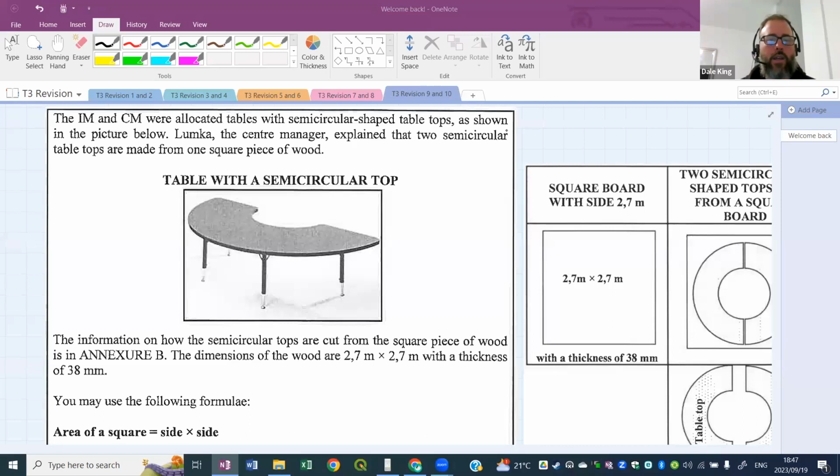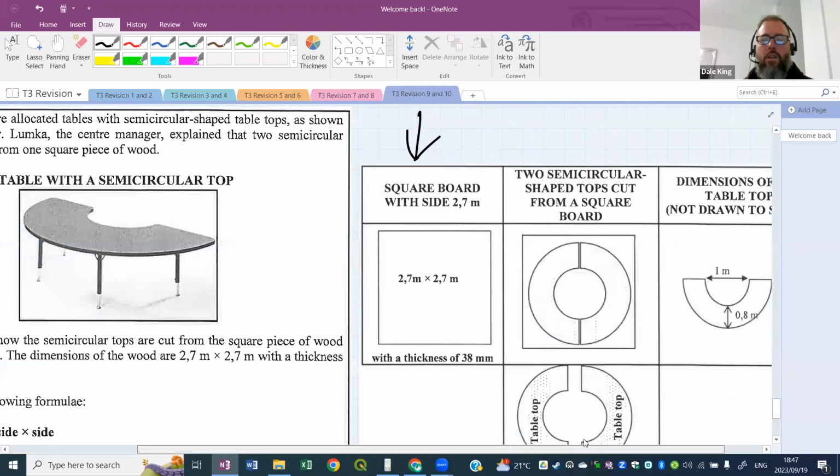Now we're reading the second paragraph. The information on how the semicircular tops are cut from the square piece of wood is in Annexure B. So here on the right-hand side is Annexure B. I will show you that now. The dimensions of the wood are 2.7 meters by 2.7 meters with a thickness of 38 millimeters. You may use the formula area of a square equals side times side.